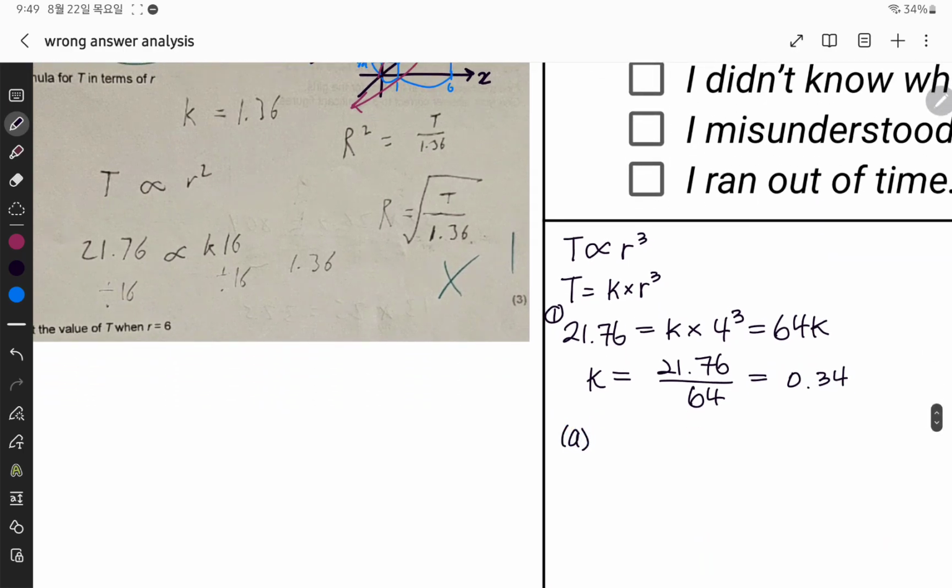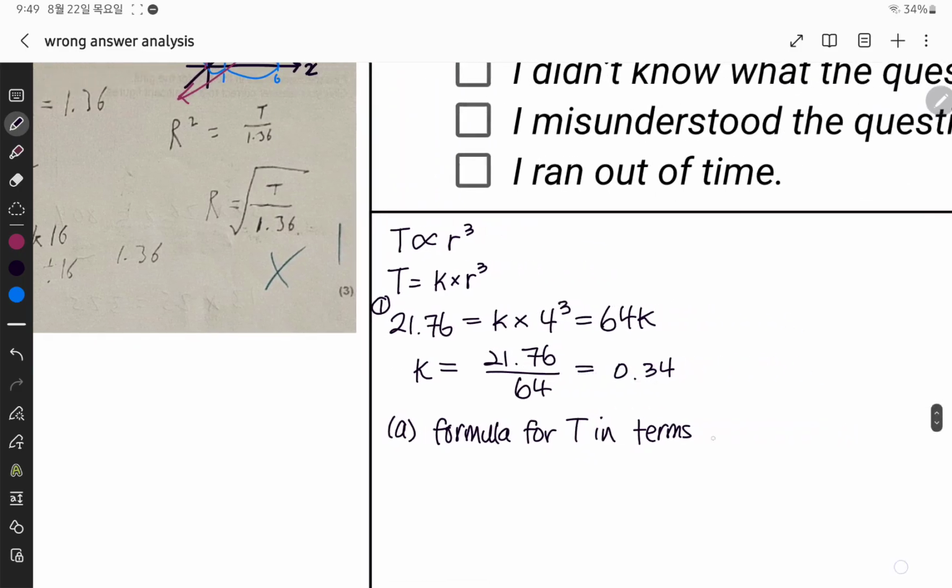Therefore, the answer to question A, which was about getting the formula for t in terms of r, is t equals 0.34 r cubed. So how do I know this is the answer, that I got it right?